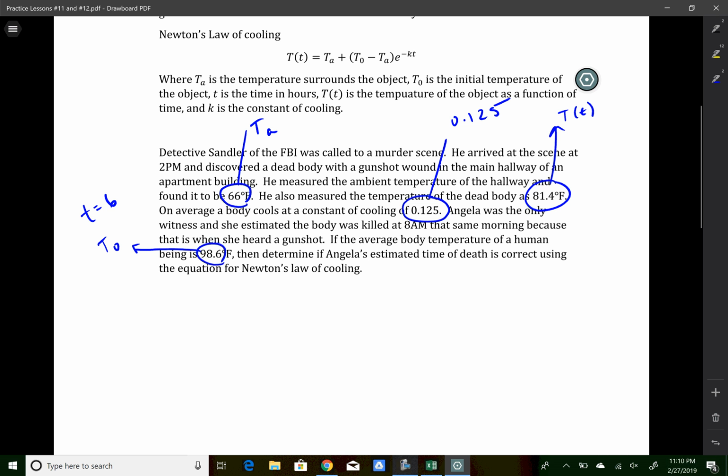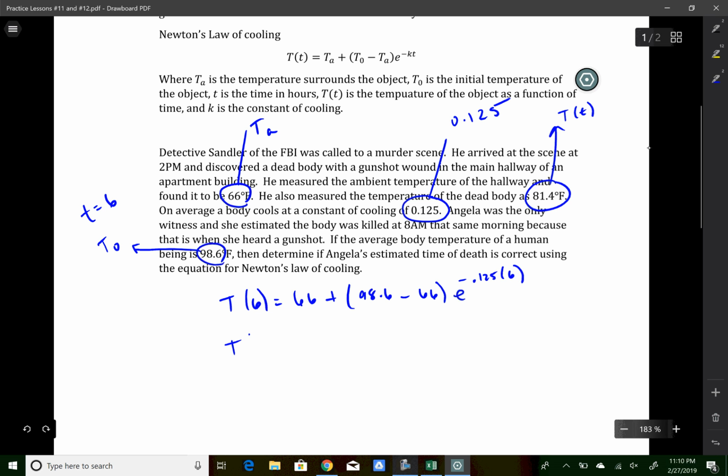So if we go through and type in everything we know, we want to know, well, what is T of 6? Ambient temperature 66 plus the initial temperature 98.6. That's our body temperature usually, minus the ambient temperature, e to the negative 0.0125 times 6. If T of 6 is relatively close to 81.4, we can take Angela's estimated time of death as the real time of death. So all this now becomes is a calculator problem. Can you type it in correctly without making any mistakes?